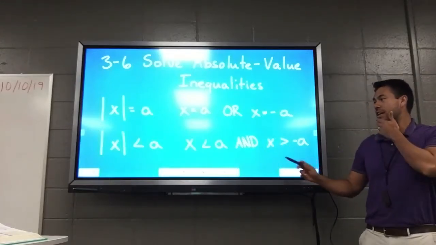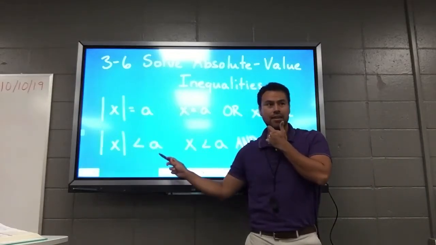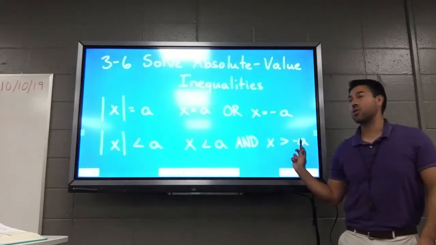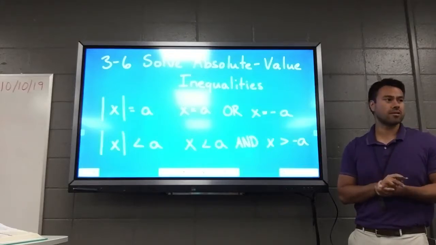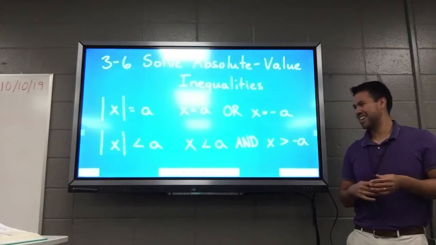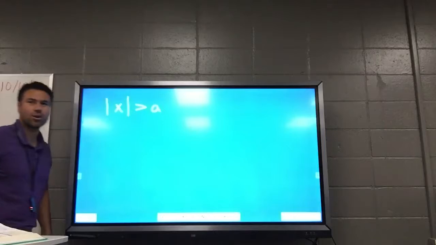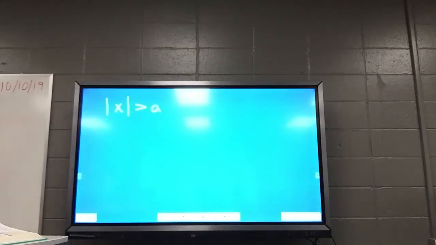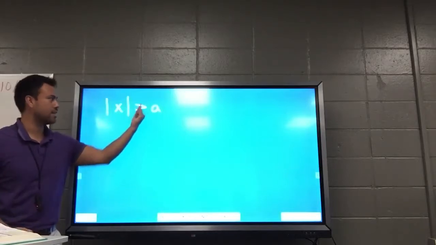Okay, the word and, though. Now we're going to deal with, on the next screen, the absolute value of x is greater than a. What kind of compound inequalities are we going to get with that one? And or? Or. Okay, let's go to that one. Absolute value of x is greater than a, and that could be greater than or equal to, or just greater than a.